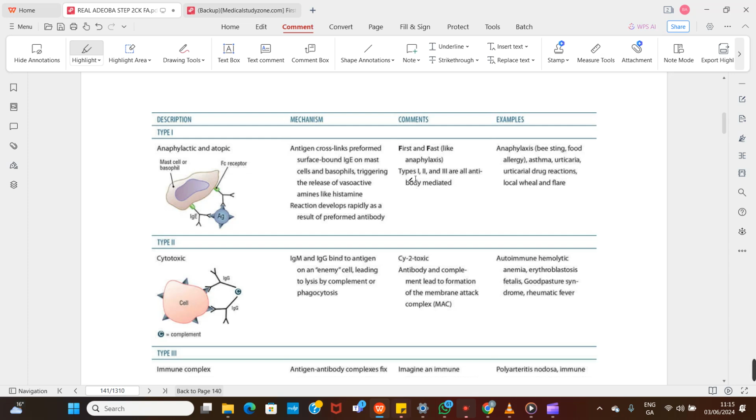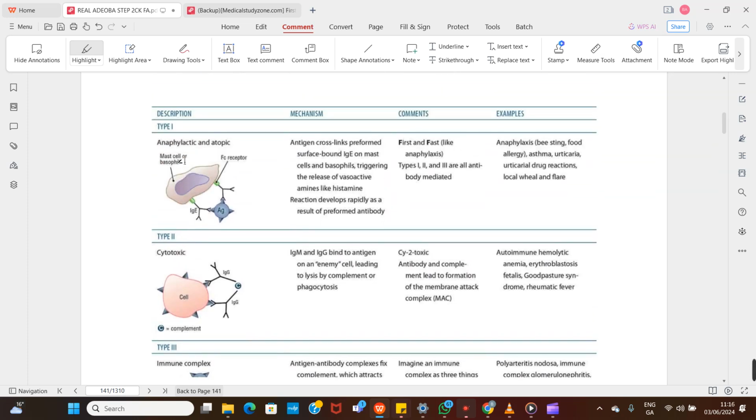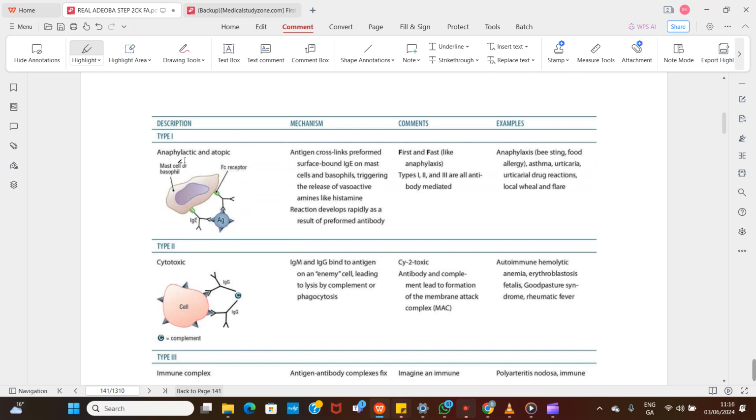And what happens in type 1? So type 1 can be responsible for the atopic diseases and the anaphylactic reactions. So what is the mechanism for type 1? I know we are very familiar with this, and I'm going to say first that type 1, type 2, type 3 involve antibodies. It is only type 4 that involves only the T cells, right? Type 1, type 2, type 3 involve the antibodies. So the type 1, which brings about the anaphylactic reactions, the atopic allergic disease, how does it happen?